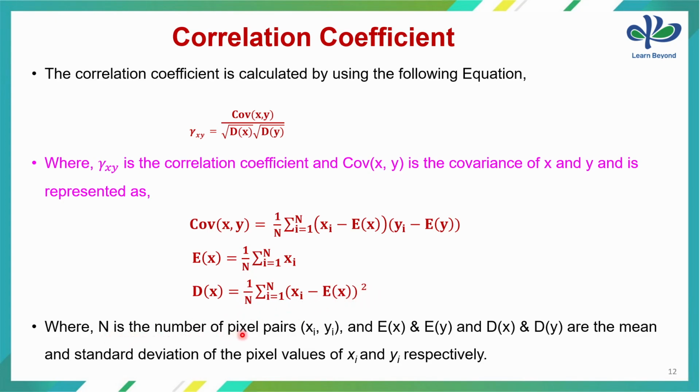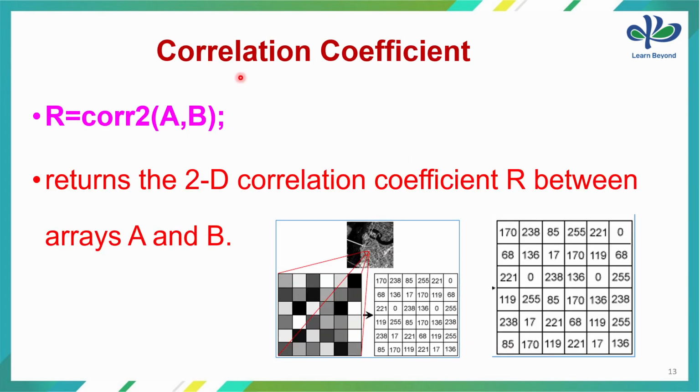So here n is the total number of pixel pairs xi comma yi, and E of x and E of y and D of x and D of y are the mean and variance of the pixel values xi and yi respectively. And the built-in function supported by Matlab to calculate the correlation coefficient is r equal to corr2 of a comma b. So here a comma b are the two-dimensional inputs, that is we are going to calculate the correlation between a and b, and r will be the result returned. So this corr2 returns the 2D correlation coefficient value, which is r, between the two arrays a and b.